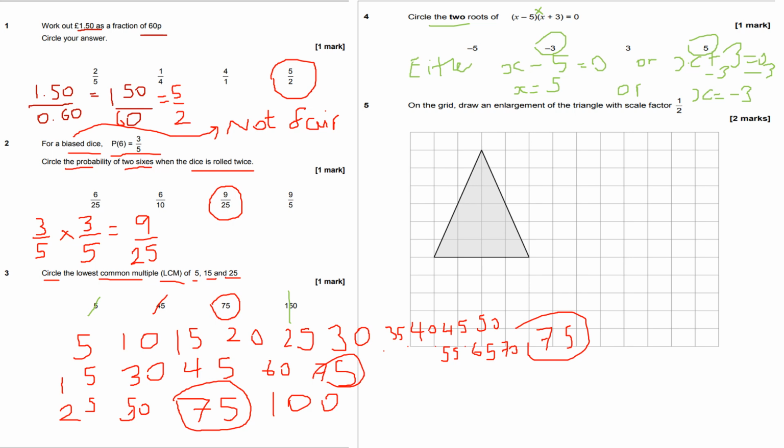Okay, question number 5: on the grid, draw an enlargement of the triangle with a scale factor of a half. So it means everything is going to be half the size. If I look here, that goes across 4 and it goes up 6. So half of 4 is going to be 2, and then half of 6 is going to be 3.